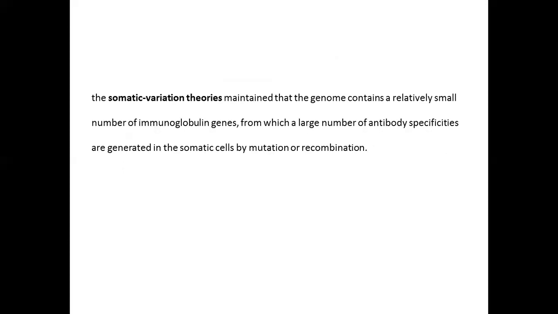Next, the somatic variation model. The somatic variation model maintained that the genome contains a relatively small number of immunoglobulin genes from which a large number of antibody specificities are generated in the somatic cells by mutation or recombination. That is known as the somatic variation theory or somatic recombination theory.